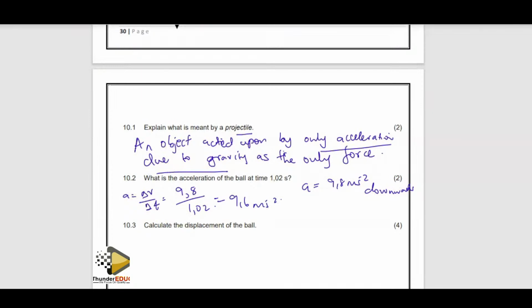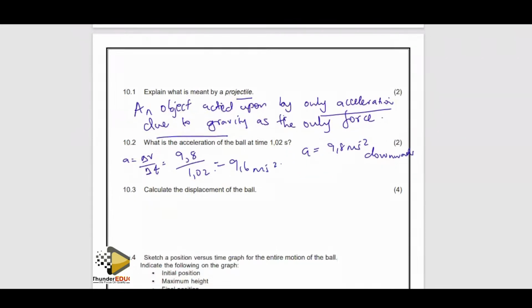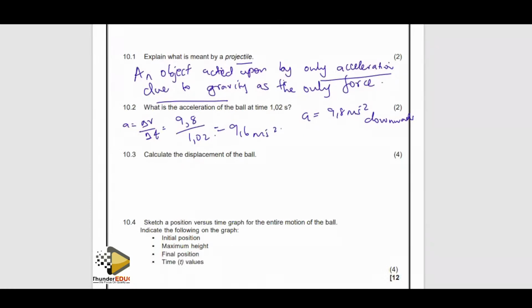So this 9.6 is taking into effect the values or the effects of frictional force. That's why it is even smaller. And then 10.3, they want us to get the displacement of the ball. So the displacement, they want the delta y. We know that delta t is 4.08.